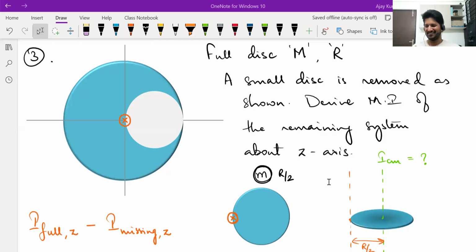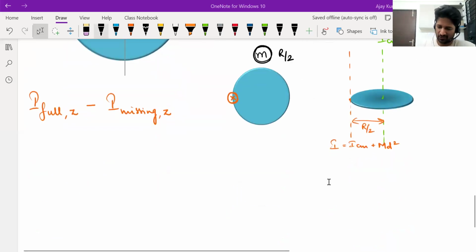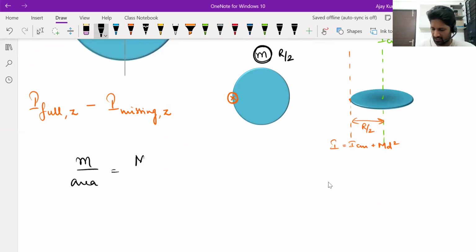There are three options: linear, areal, volumetric. You told the two wrong options. It's an areal mass distribution. Mass is spread over a surface, no? The disk won't have any thickness. Thickness is negligible. It's an areal distribution. And in areal distribution, what we do is small mass by small area is equal to total mass by total area.